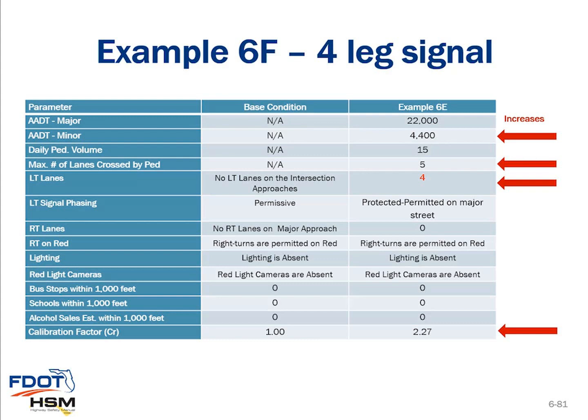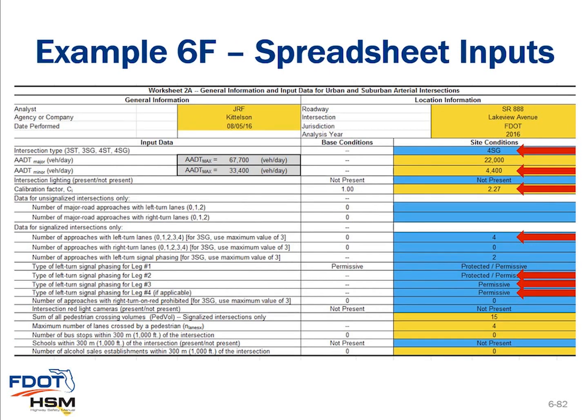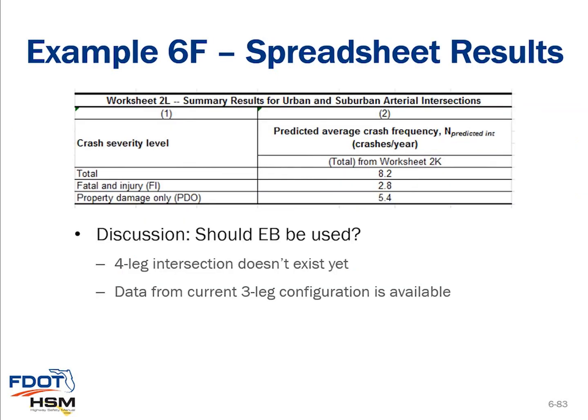And we go through and also make these changes in the spreadsheet, changing it to a 4SG type of intersection type. We increased the minor street volumes. We changed the calibration factor and the number of approaches, and we've added in protected-permissive on both approaches on the major street, and we've made both left turns on the minor street permissive, and gone through and made those adjustments to be able to calculate a new N predicted for this intersection. And you can see that in the next slide under total column 2, and it's increased pretty significantly up to 8.2.